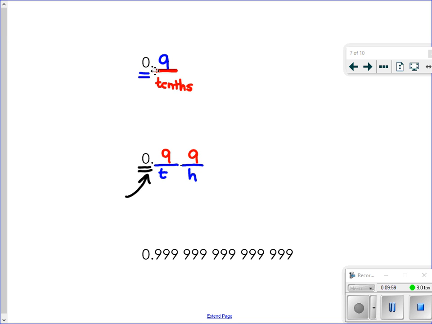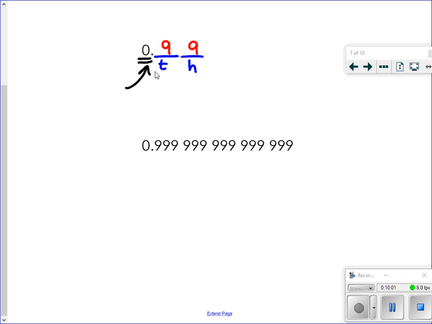Well, then look at this great big huge fraction. Is this number greater than 1? Well, again, no. I have no whole parts, do I? So even though this number looks really, really big, it's very, very small. It's very close to 1 whole, but it's not greater than 1. There are no whole parts.